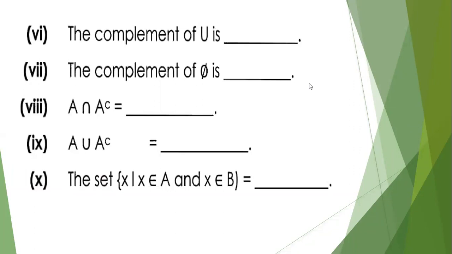It's A, then a line, then B. Can anyone tell me why it is so? What does this mean? A, then a line, then B. Please turn on your mic and speak. Yes, Zahur, please.